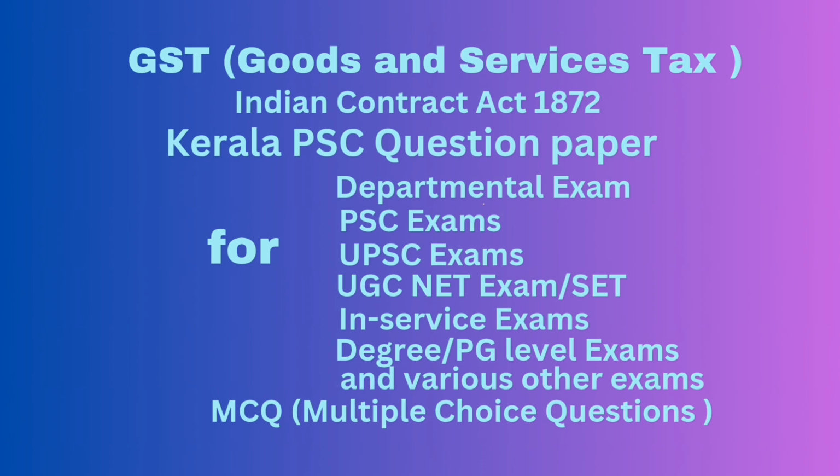Question number 5. Under what circumstances will the registration of GST be cancelled? Option A. The business has been discontinued. Option B. There is change in the constitution of business. Option C. The taxable person is no longer liable to be registered. Option D. In all the above cases. Correct answer: Option D, in all the above cases.